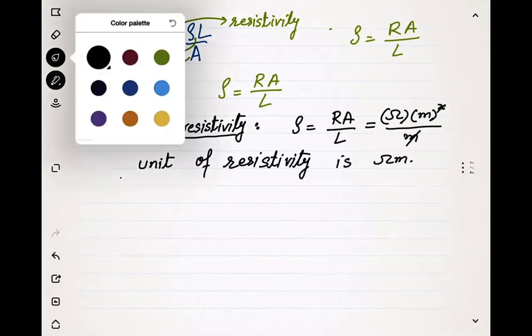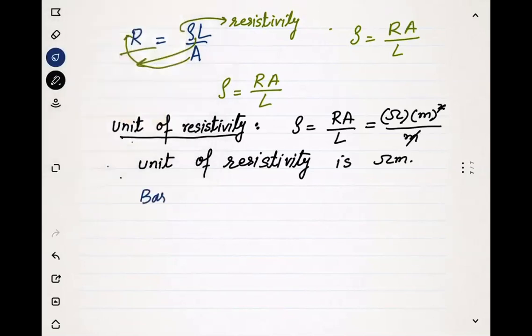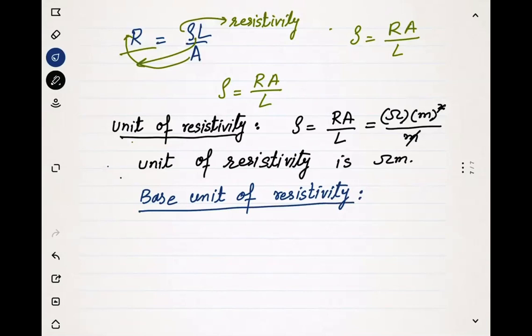Now if we try to find the base unit of resistivity, we should substitute all the base units. Resistivity is given as R into A over L. R would become kilogram meter square second minus 3 ampere minus 2. This is the base unit of resistance that we already found. One method to memorize this is that resistance is power over current square. Power is kilogram meter square second minus 3, over current square, which will be ampere square. So this is the base unit of resistance.